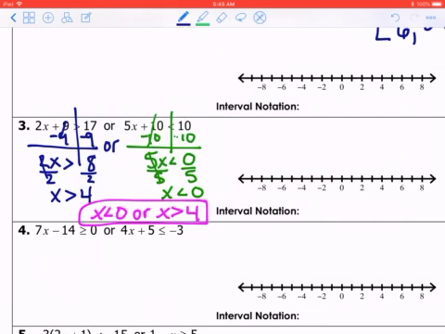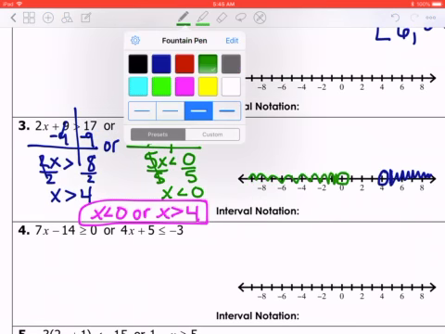So x was greater than 4, so I'm going to go to 4, have an open circle here. Since it's greater than, we're going to shade to the right. And then the green one that we solved, x was less than 0, open circle at 0. We're going to shade to the left. Okay? Now we have to write our interval notation.